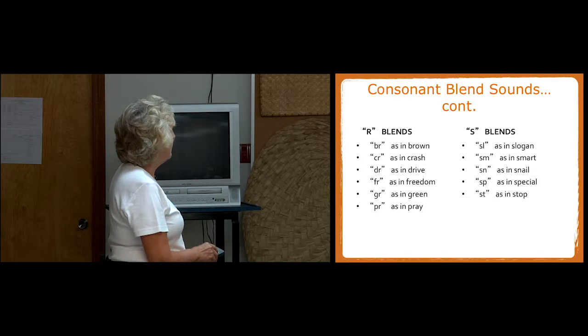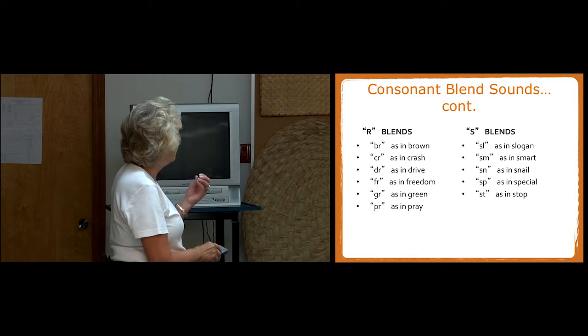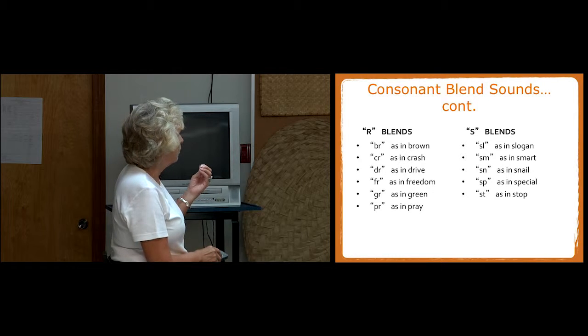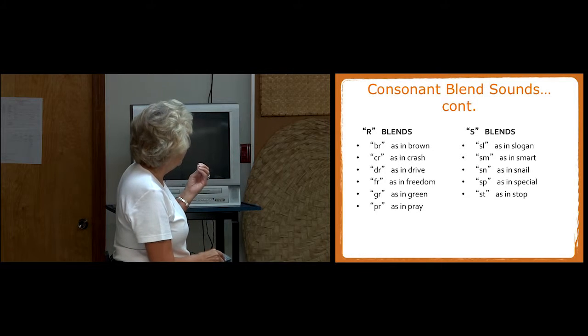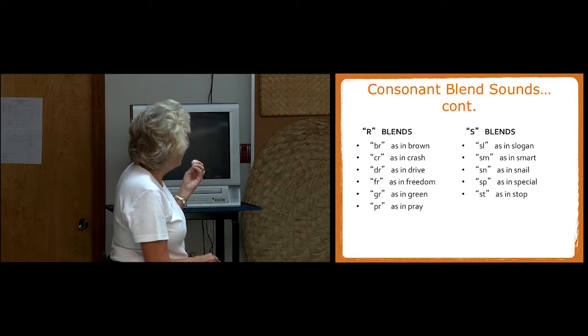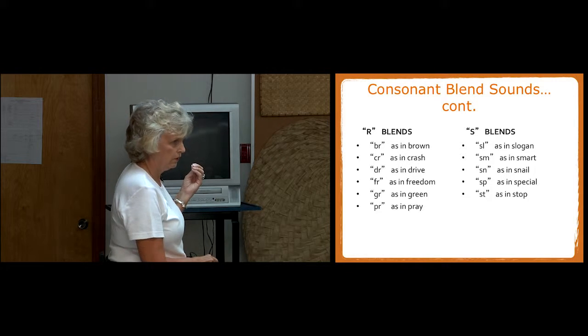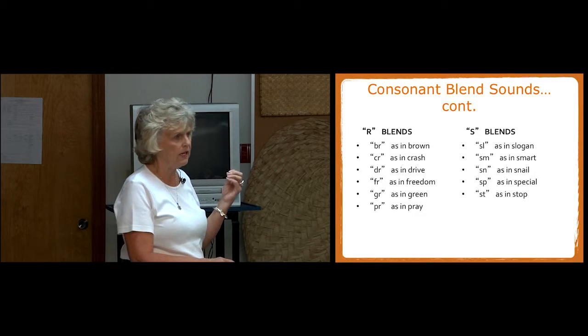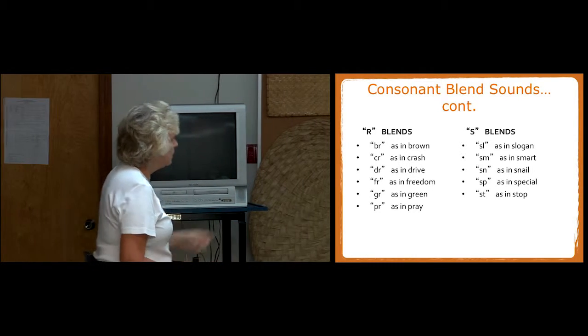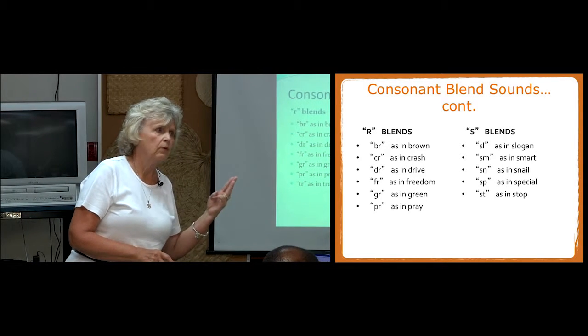Okay? So let's read this and see what you hear. You won't hear a B and you won't hear an R, but you'll hear brown. Listen for CR blend. Listen for the DR blend. FR blend. GR blend. And PR blend. And TR. Okay, you don't hear a T. You don't hear the T sound. You hear tr. Tree.